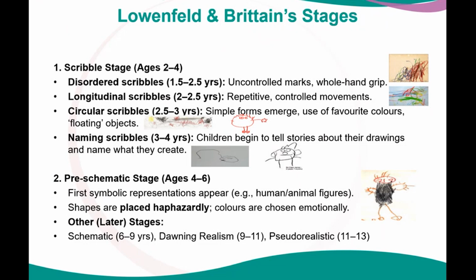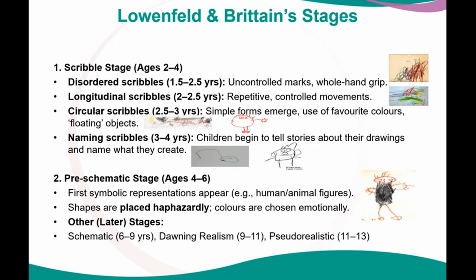And now we're looking at the pre-schematic stage, which is ages 4 to 6, and the first symbolic representations. The pre-schematic stage is recognized by the appearance of circular images with lines which seem to suggest a human or animal figure, and they are the child's first representational attempts.